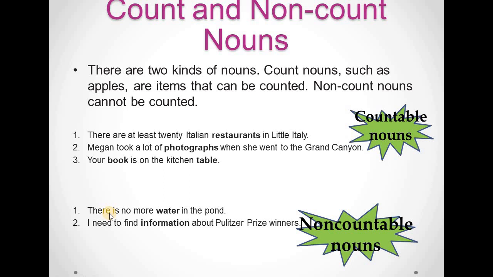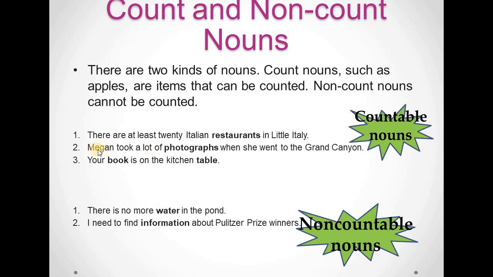But let's have a look at the non-countable noun. There is no more water in the pond. Water is a non-countable noun. So because of that, we use there is. For the non-countable noun, we use there is, because it's not plural and it's not countable.